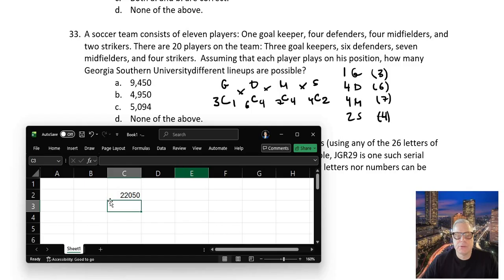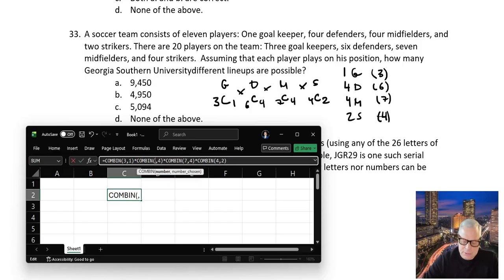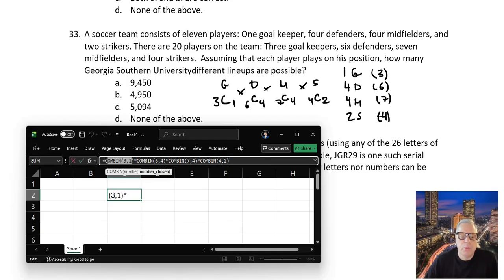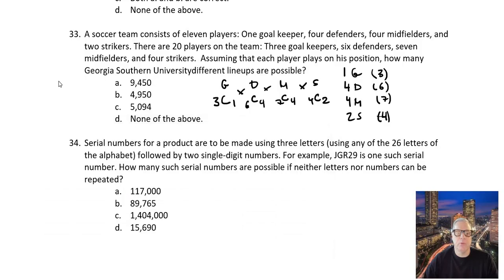Which is COMBIN 3, 1, COMBIN 7, 4. Oh, there was a typo because we have only 6. Okay, so you gotta be careful, and I gotta be careful. You see here, it's COMBIN 3, 1, COMBIN 6, 4, COMBIN 7, 4, COMBIN 4, 2. So that's correct. I had a typo. So 9,450 ways are there to set up a team.